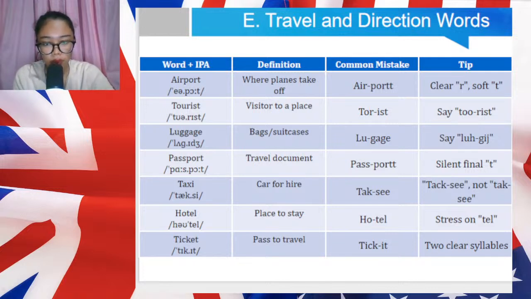Airport. So the mistake here is that there is really a visible R sound and T sound in the spelling, which leads to over-pronunciation of the word. And we aim here to pronounce the words as correctly as possible, as generally accepted by everyone as possible.